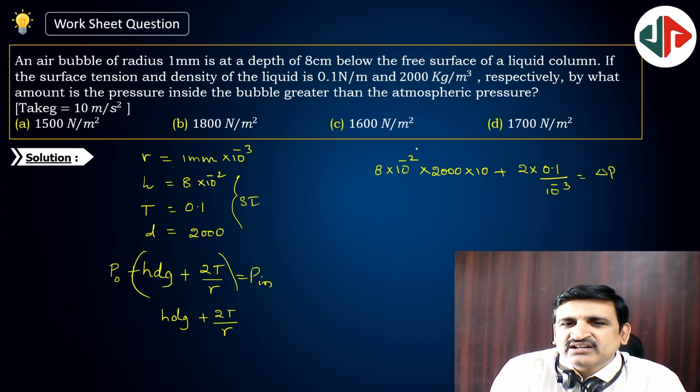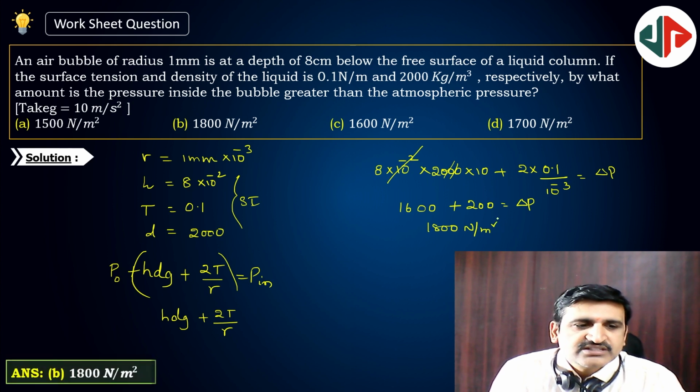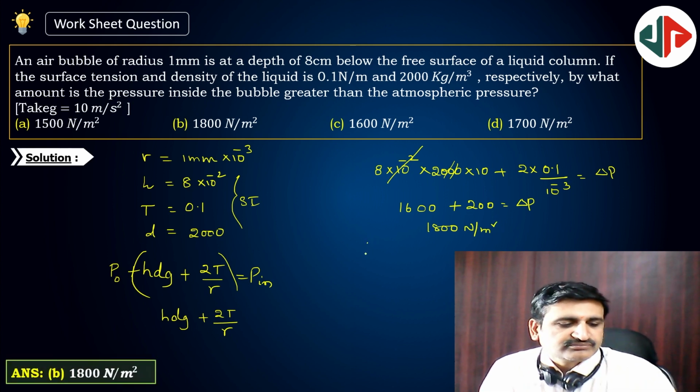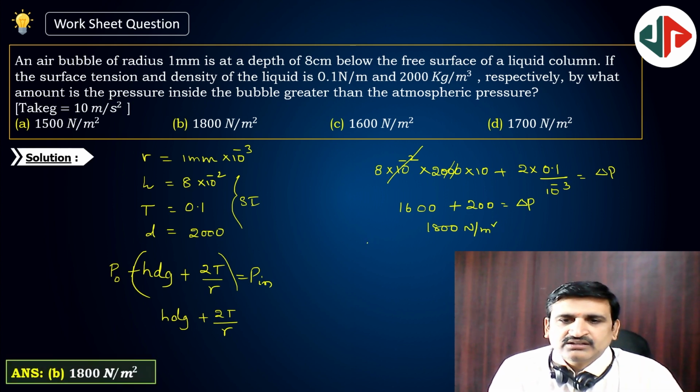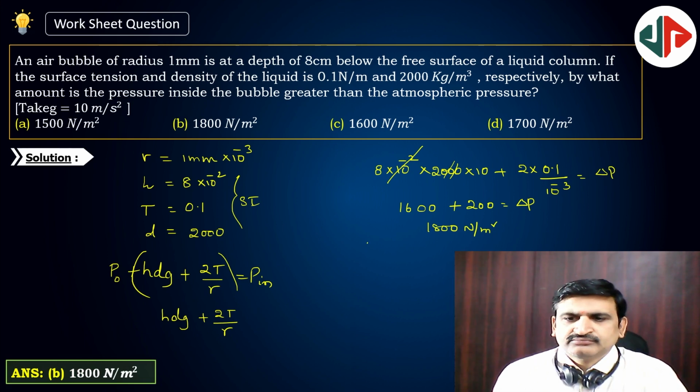So here 10 power minus 2, 2 zeros will go. So this is 2 8s are 16 with 2 zeros, plus 10 power 3 will come. So it will be 200. That is equal to whatever the required pressure. That is 1800 Newton per meter square is the required pressure. We'll go to the next question.